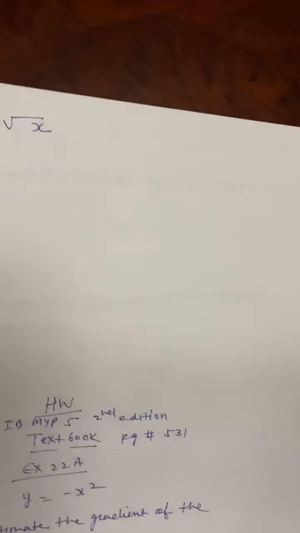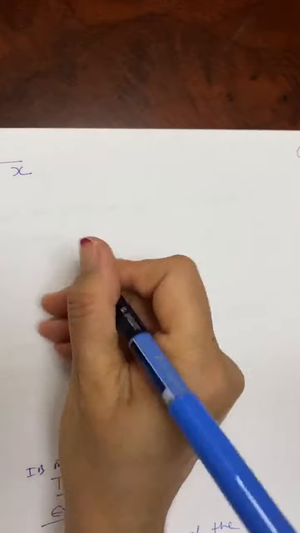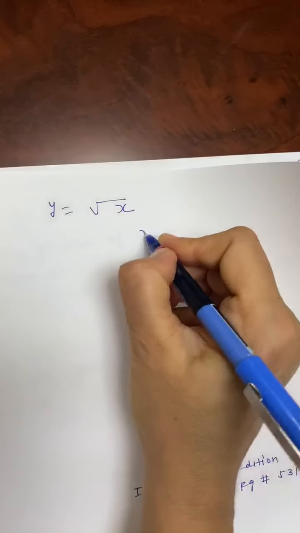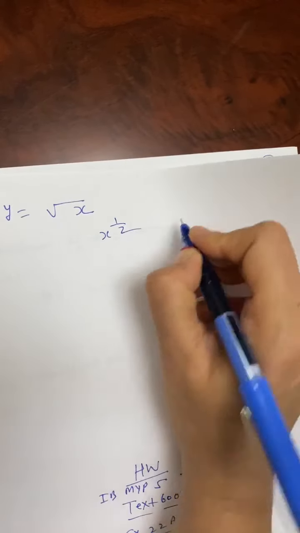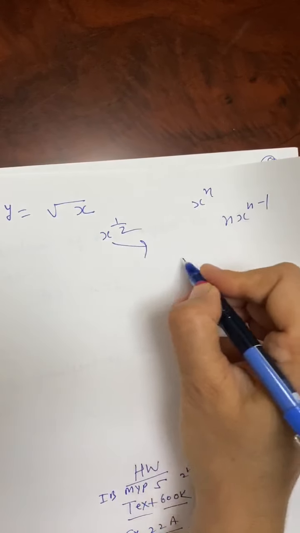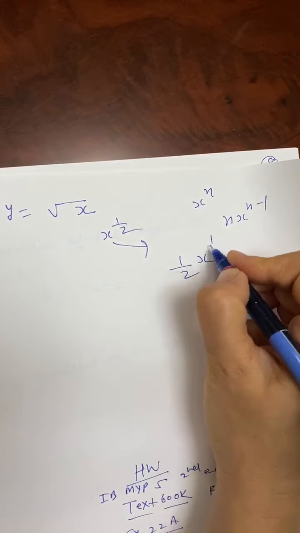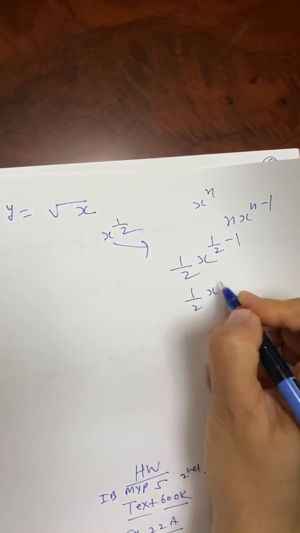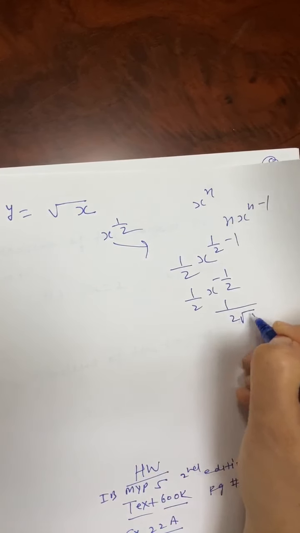And now I'm going to do y is equal to x to the power of half. If I want to use the formula, n x^(n-1), here it will be 1 over 2 times x raised to the power of minus half. According to the formula, I should get 1 over 2 square root of x.